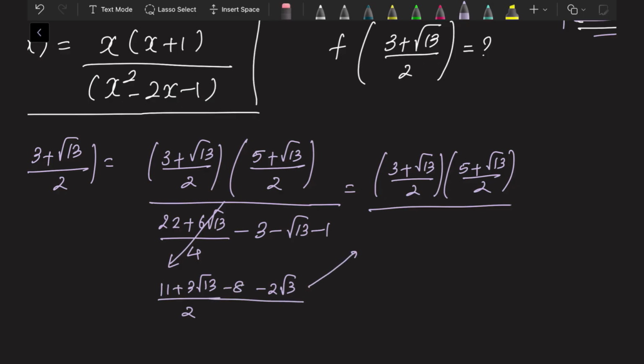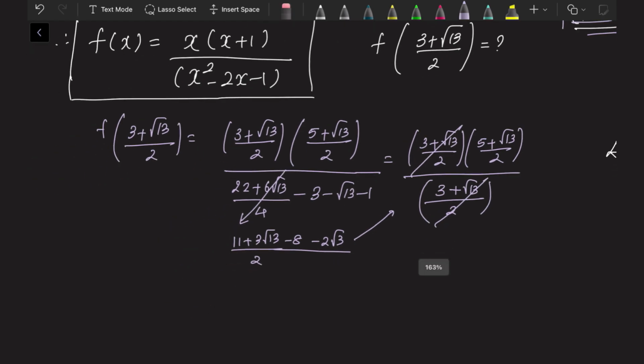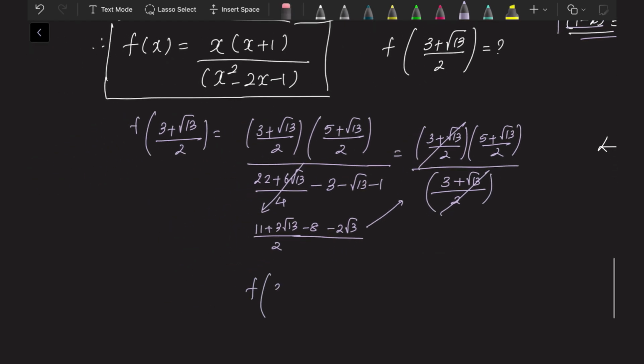So this can finally give me 11 minus 8, which means 3, and then 3 root 13 minus 2 root 13 means only root 13, and in the division 2. So yes, this whole bracket got cancelled out, and finally we have the value of f of (3 plus square root of 13 upon 2) as (5 plus square root of 13 upon 2).